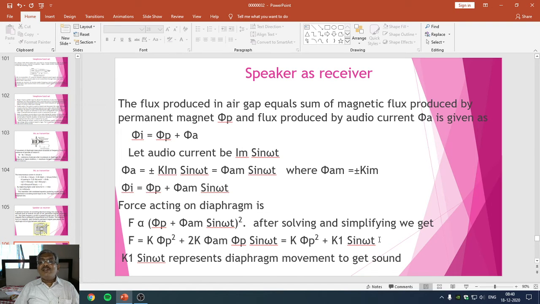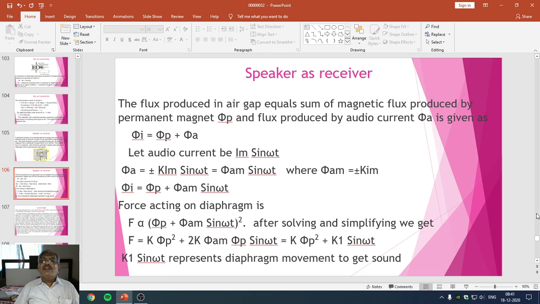In this way, in sinusoidal form only, the diaphragm moves and generates the acoustic sound signal. On the mic also, whatever sound is incident is in the form of sinusoidal nature. At the output of the speaker also, the motion of the diaphragm takes place in a similar way so as to generate the acoustic sound signal. Thus, friends, by using the mic and speaker, one can perform telephone communication very smoothly.